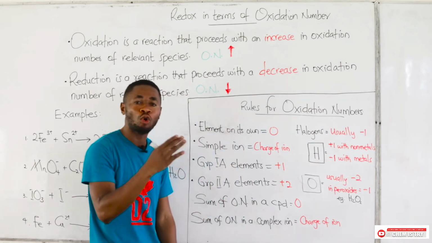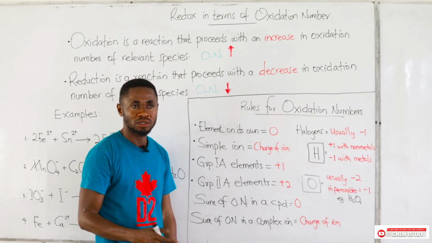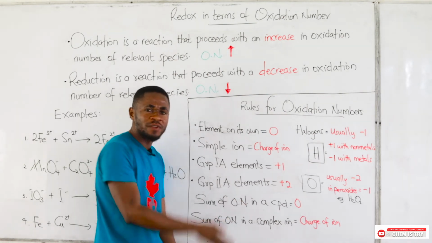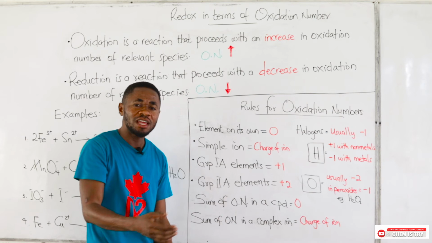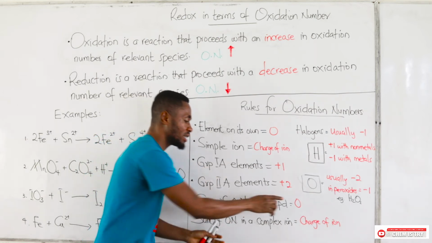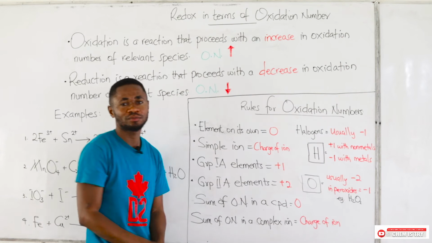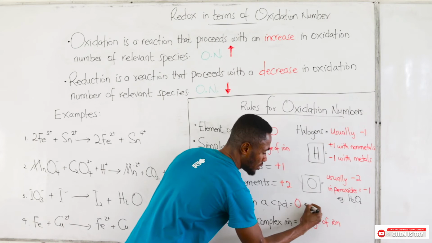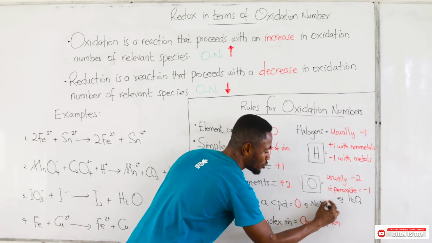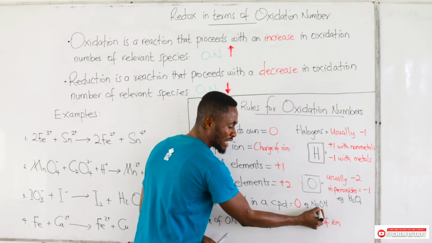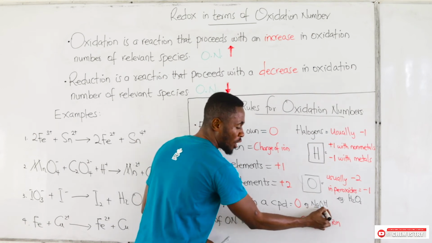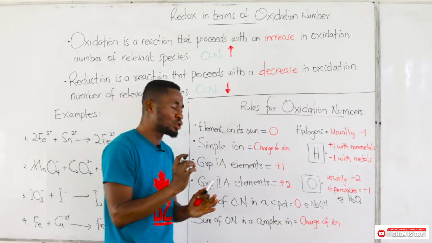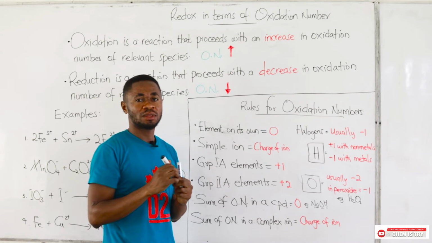Now, if you have a compound, the sum of the oxidation numbers of the individual atoms in a chemical compound is equal to 0. So if you have a compound like sodium hydroxide, when we take the oxidation number of sodium, oxidation number of oxygen, oxidation number of hydrogen, and we add them together, we are going to get 0. That is what we are trying to say.